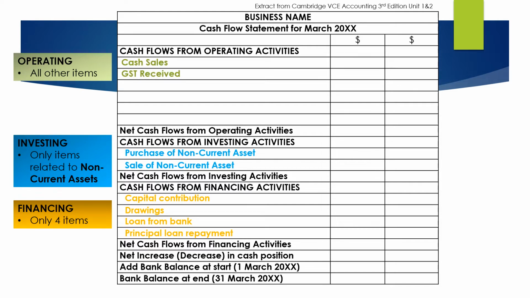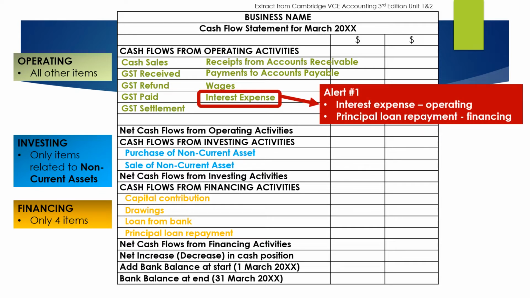Things like cash sales, GST received, GST refund, GST paid, GST settlement, receipts from accounts receivable, payments to accounts payable, wages, and interest expense. Basically, any items that are not reported under financing or investing activities are reported here under operating activities. The first thing that I want you to note is that interest expense is reported under operating activities, even though it's related to a loan.